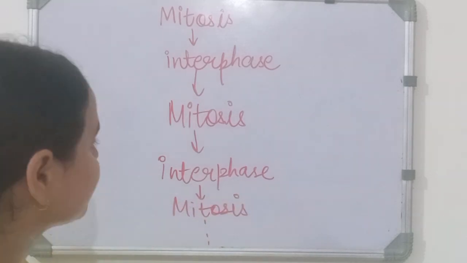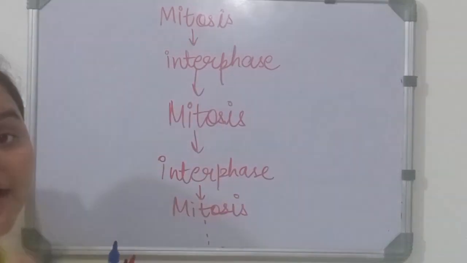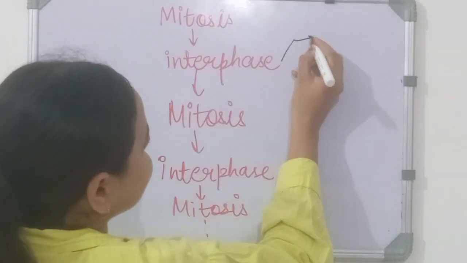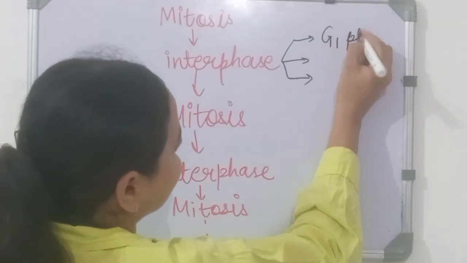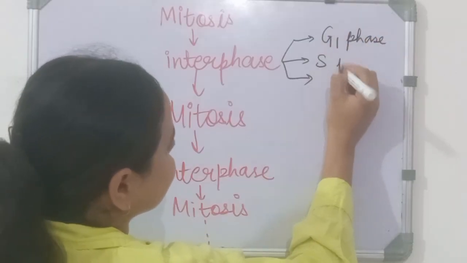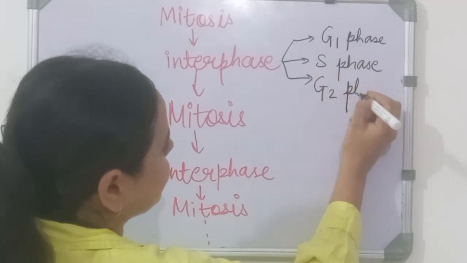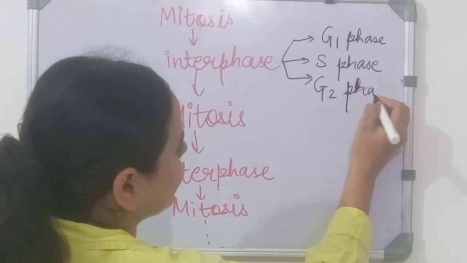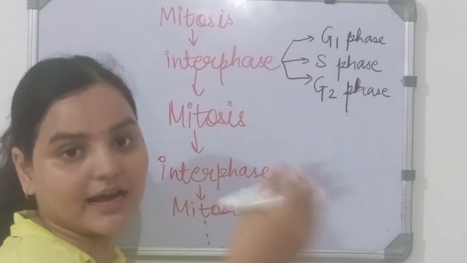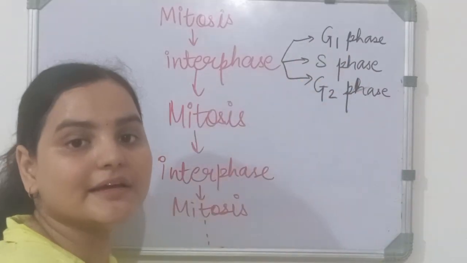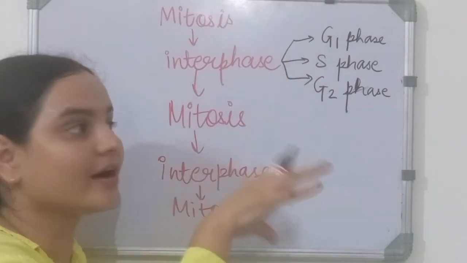Here one important point we need to note is that this interphase stage is divided into three smaller subphases, and those phases are G1 phase, S phase, G2 phase. During these phases only, our DNA will be getting synthesized, our cell organelles will be getting duplicated, and cytoplasm will be increasing. So we will see in which phase these particular functions happen.